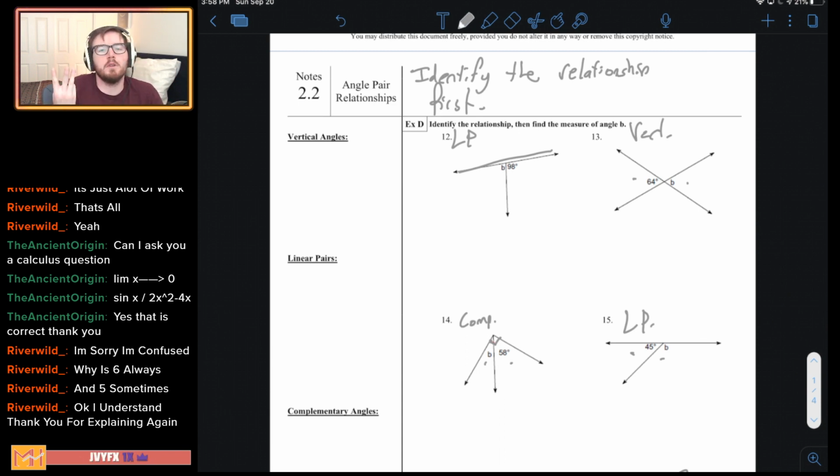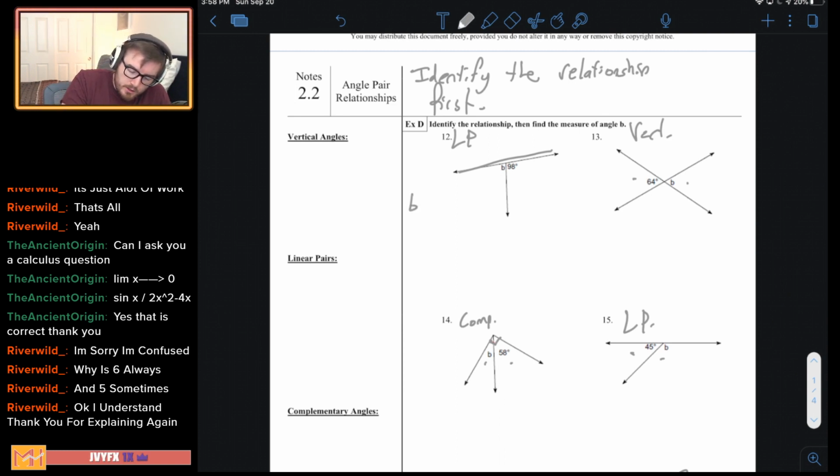For the most part, I shouldn't say always, but for the most part, we have three options. Either the two angles are going to add to 90, the two angles are going to add to 180, or the two angles are just going to be equal to one another. It's got to be one or the other for the most part.